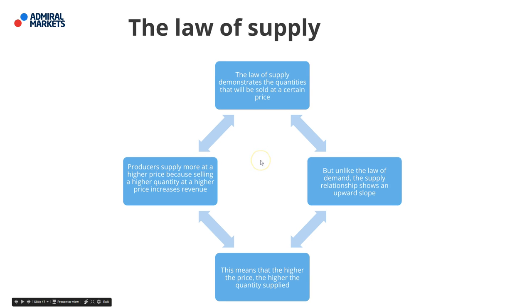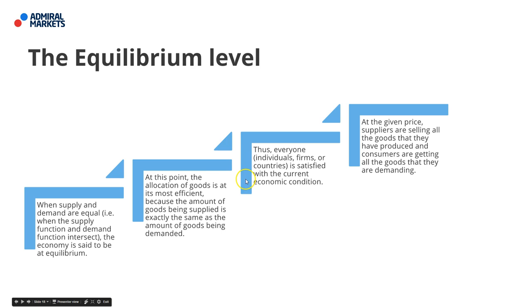The law of supply is different. It demonstrates the quantities that will be sold at a certain price. But unlike the law of demand, the supply relationship shows an upward slope. And that means that the higher the price, the higher the quantity supplied. So, as an impact of the law of supply, producers supply more at a higher price because selling a higher quantity at a higher price will increase their revenue.